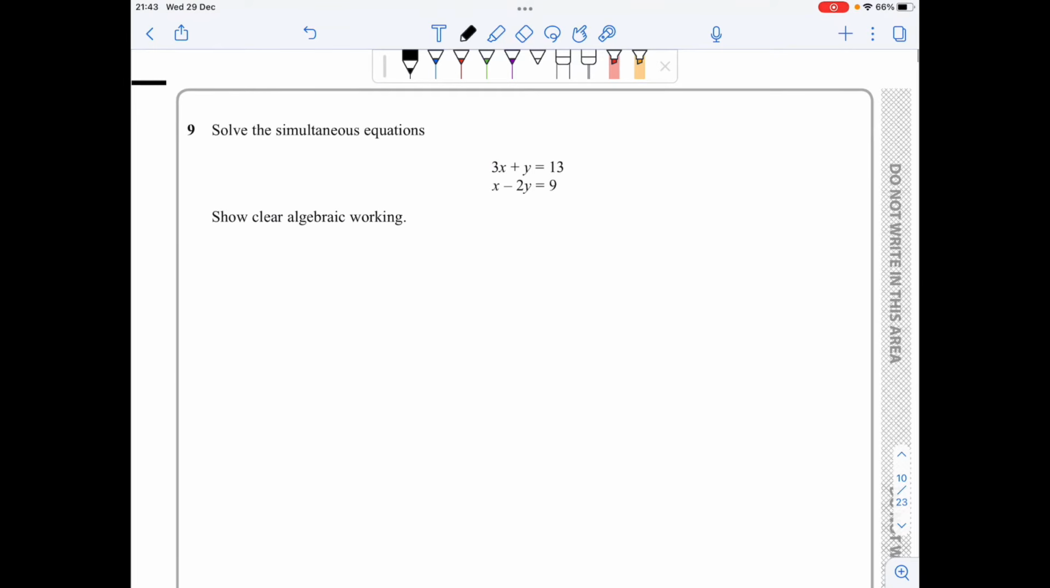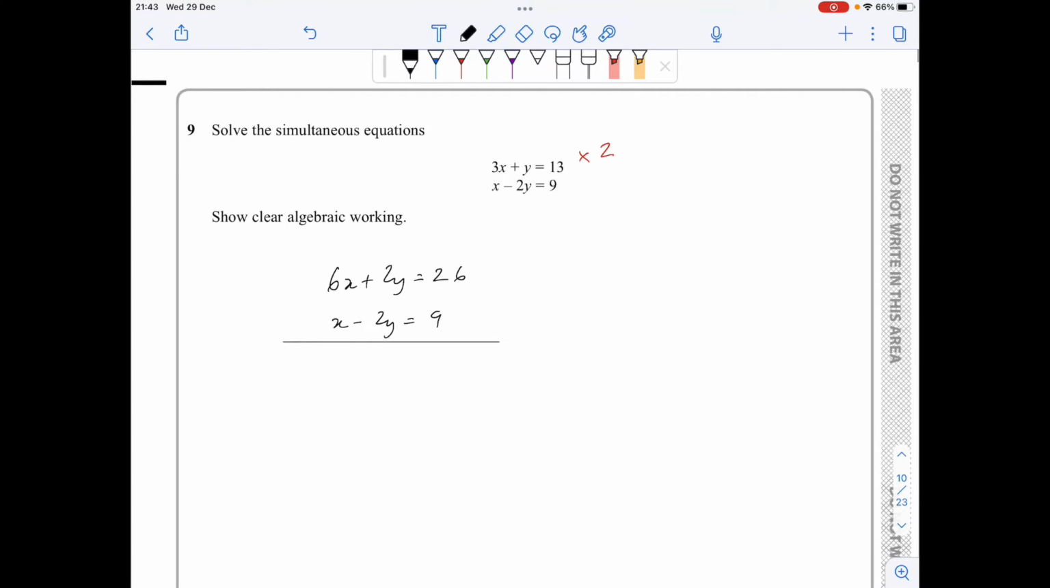In question 9, you can solve the simultaneous equations either by elimination or by substitution. I will proceed with elimination, and again you have the option to eliminate x or y. I will eliminate y. To do so, I'll multiply the first equation by 2. I'm going to keep the second one the same. So I will have 6x plus 2y equals 26. I'm keeping the second one the same.